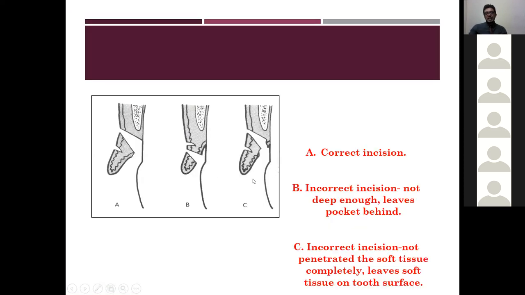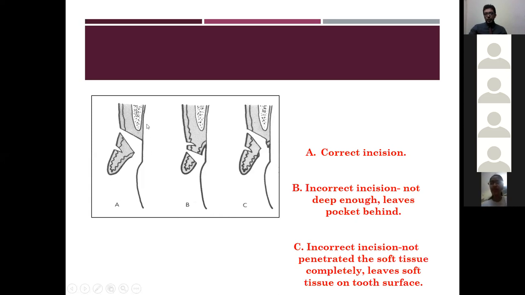When you go for the second B incision, the B and C incisions are incorrect. When you look into the B incision, you have to notice that it is not deep enough. Suppose this is the base of the pocket, but the incision is already excised above. That means after giving the incision also, I am still leaving the pocket there. C is the third incision where I have not given a full thickness. I have left this. I hope this figure is very clear.